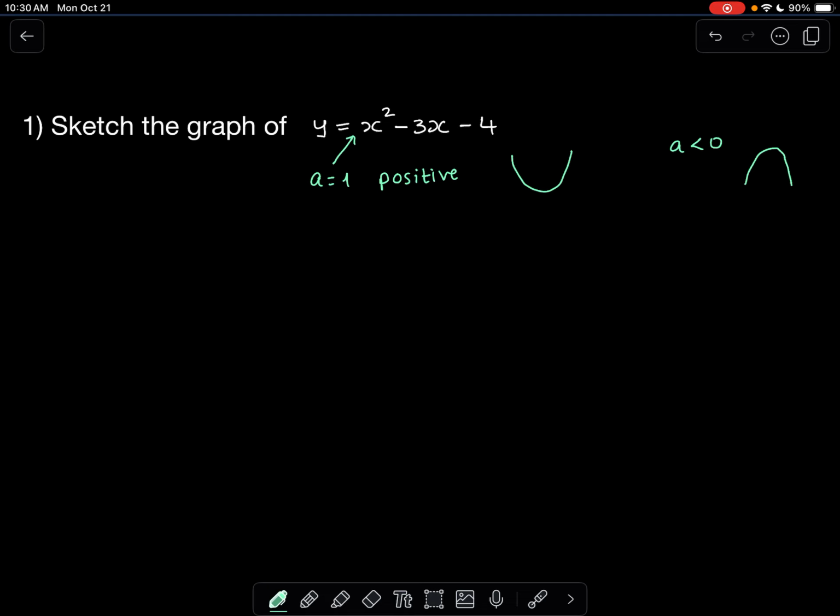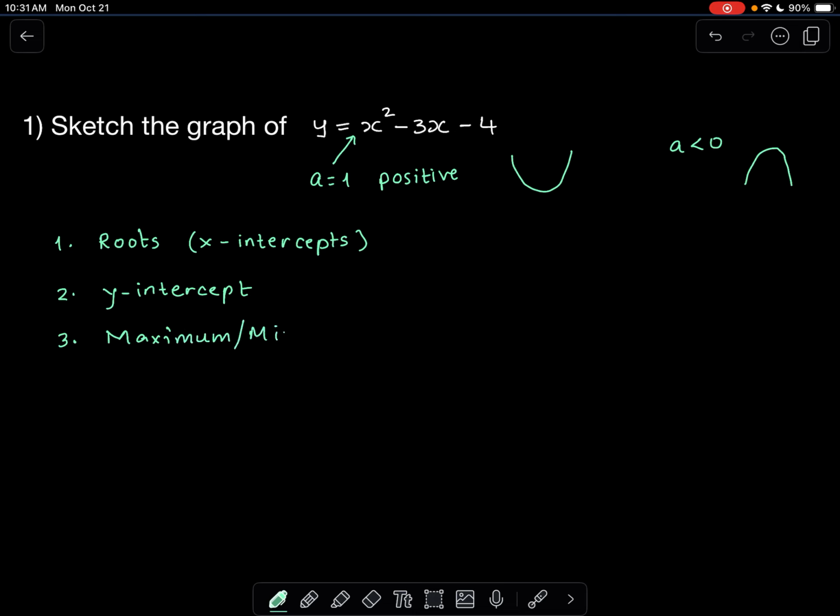So there are three things that we need to have in our graph. The first one is the roots. We may also call it the x-intercept. And the second thing we need is the y-intercept. And lastly, we would need to indicate the maximum or the minimum point. Right. So how do we achieve all of that?